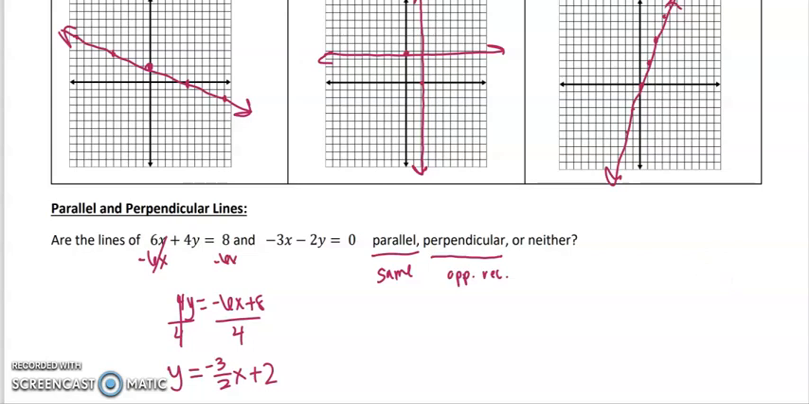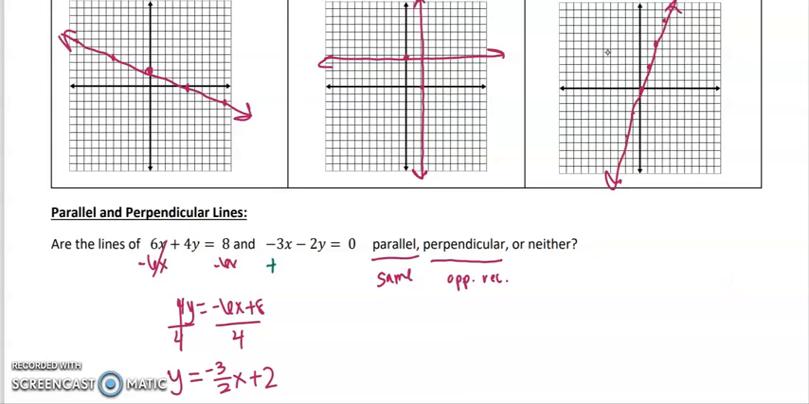We change colors for the other one. We'll do green. If I solve this for y, I add 3x. That goes away. -2y equals 0 plus 3x, which is just 3x. We divide by -2, and y equals 3 divided by -2, which is -3 over 2 x. Good. Now let's look at our slopes.